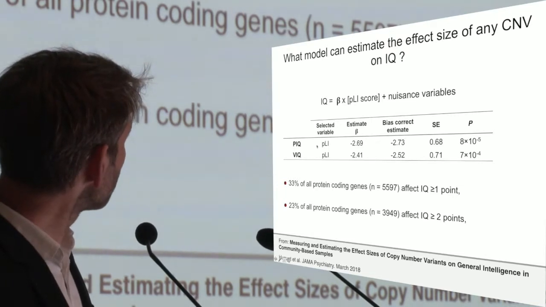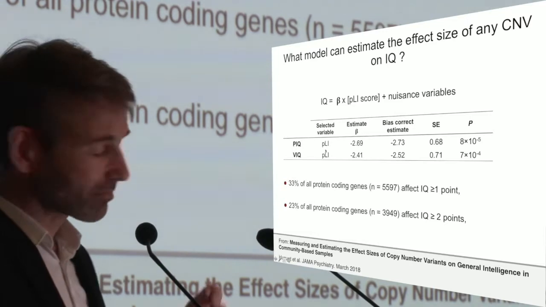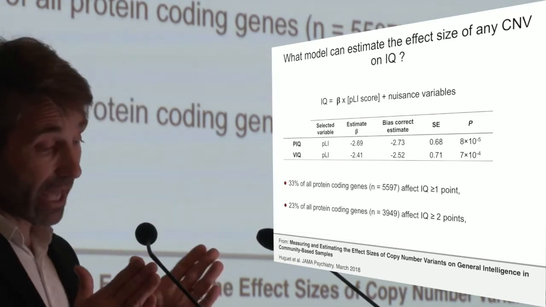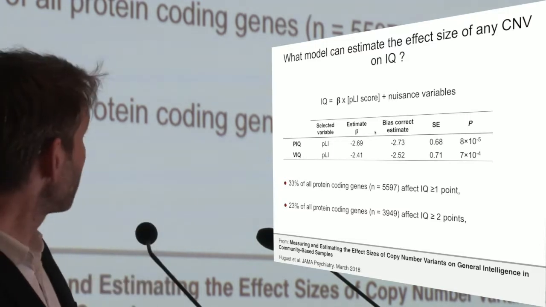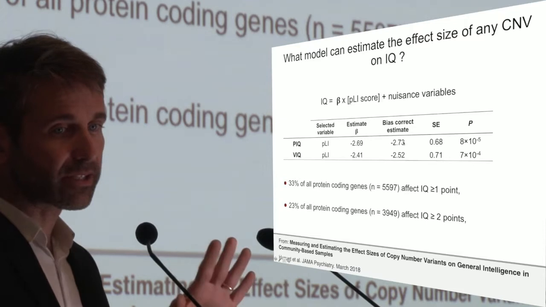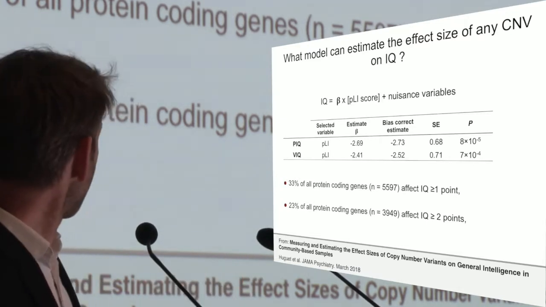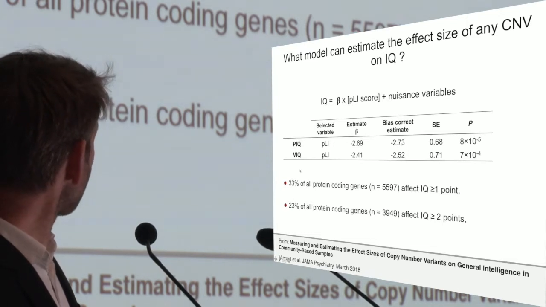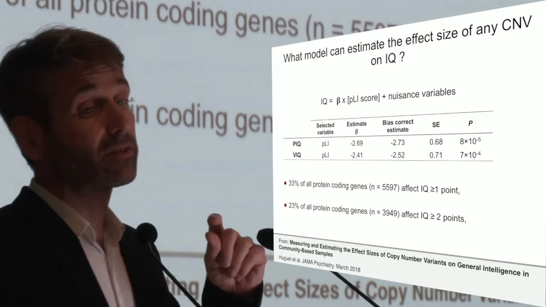And what it tells you is that if you delete anything in the genome, and if that anything amounts to about 1 point of PLI, you lose 2.7 points of IQ. So it doesn't seem like a lot, but you'll see that it grows very, very quickly. What it also tells you is that about a third of the genome impacts IQ by at least 1 point.